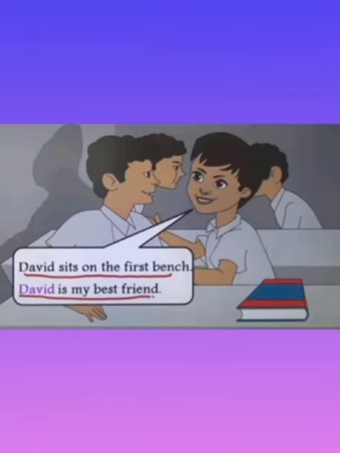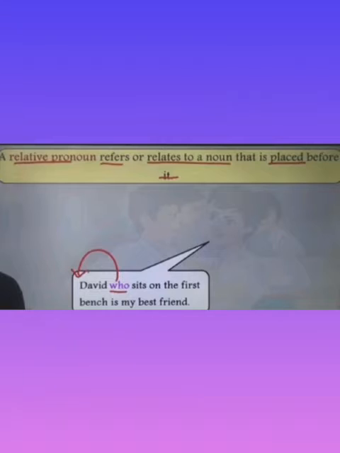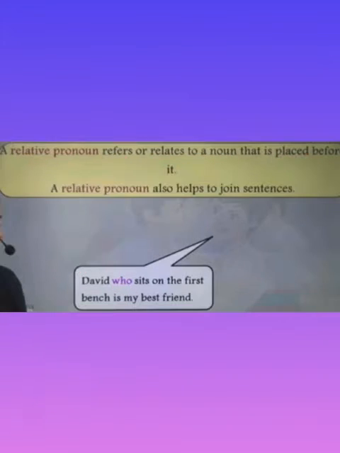So here we can use a relative pronoun and join these two sentences. So we can say, David, who sits on the first bench, is my best friend. Here, who is a relative pronoun, which refers to a noun that is placed before it. Here, who refers to the noun David, and it also helps to join the sentences. So, who is a relative pronoun that is used to refer to a person or people.